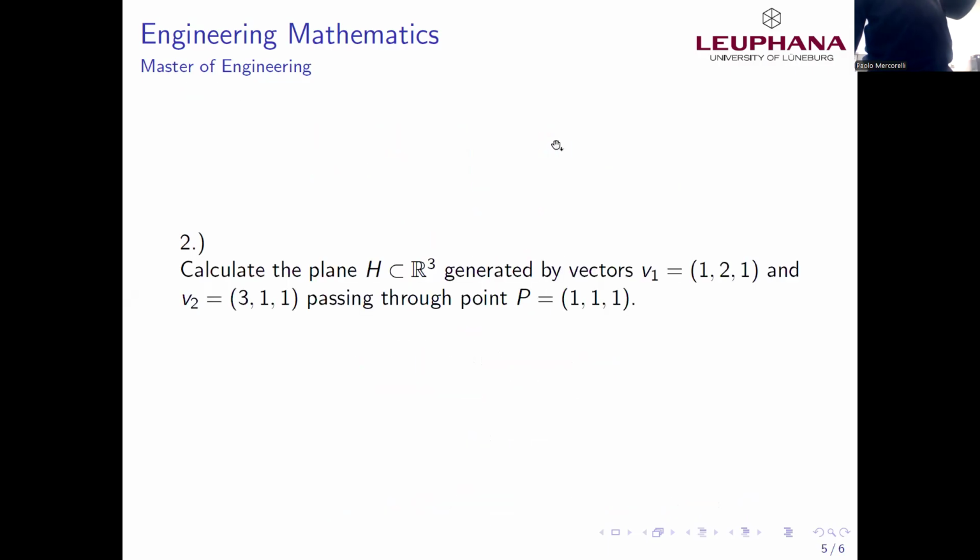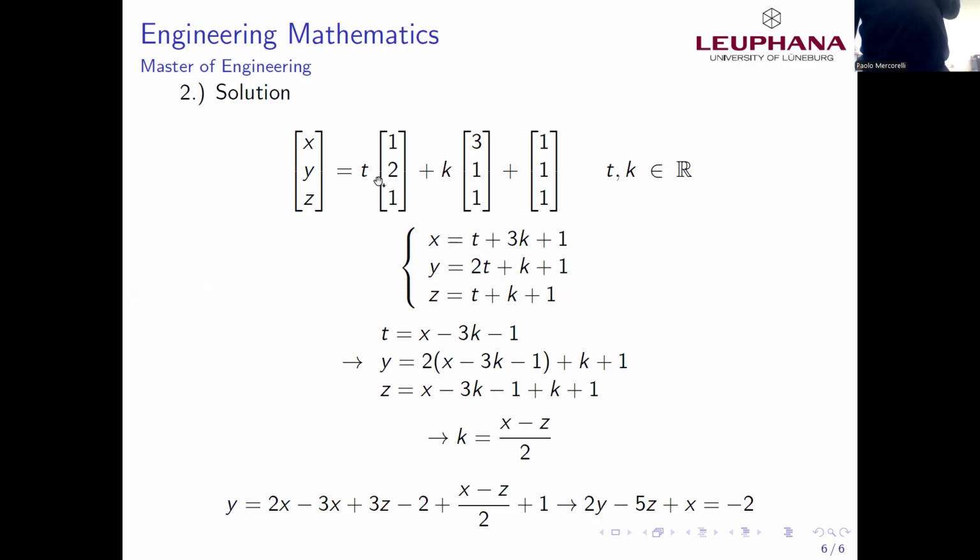What is written here can be translated into mathematical language, because the plane is characterized by coordinates x, y, z, any x, any y, any z, equals, this means they are generated by a linear combination of these two vectors. You remember the linear combination? We have seen the exercise. But it should also include the point 1, 1, 1.